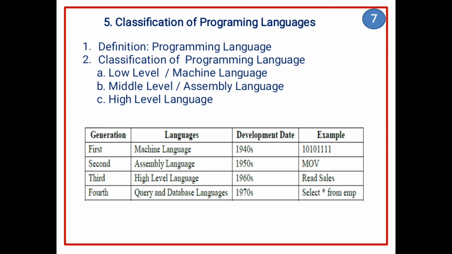Now next is the middle level language. Middle level language is also known as assembly language or symbolic language. Assembly language is an example of middle level language. In assembly language, the instructions are created using symbols such as letters, digits, special characters. In assembly language, we use predefined words called mnemonics. A program written in assembly language using mnemonics is called an assembly language program or symbolic program.